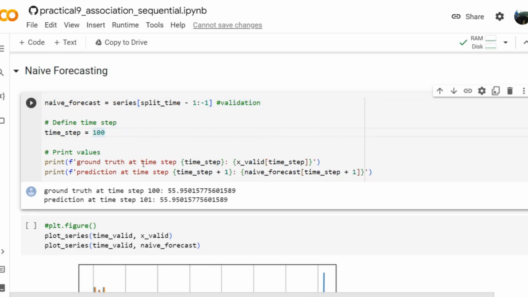So what does that mean? If you take an example, let's say you'd like to check the value at time 100, let's say 100 seconds, 100 days, it doesn't matter, time step 100. Then if you look at the validation set at 100, it's going to be 55.9. So naive forecasting will assume the next value is going to be 55.9. You got it? So this is what we mean by naive forecasting.